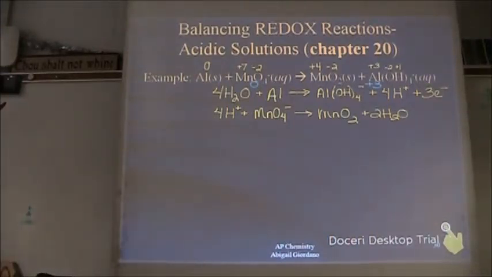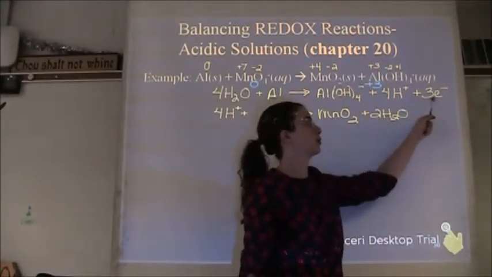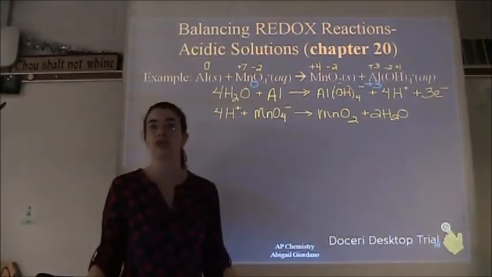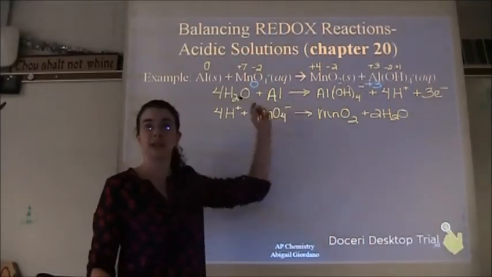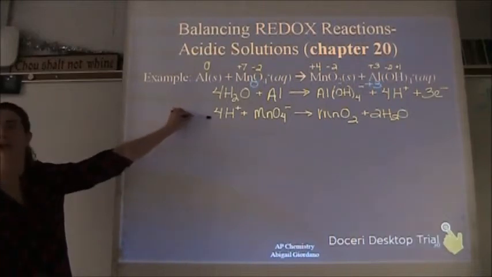Those are electrons. Electrons are negative. Do you all agree? Positive 3 plus 3 negative charges equals 0. And now these are in balance. Okay. Look at your second reaction.